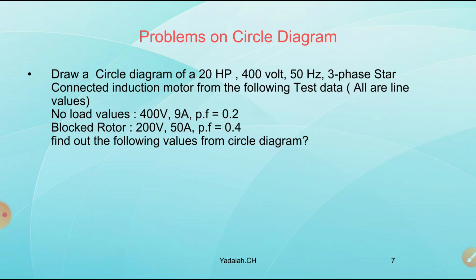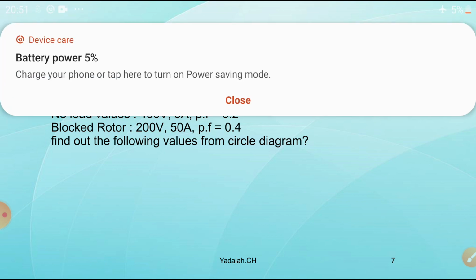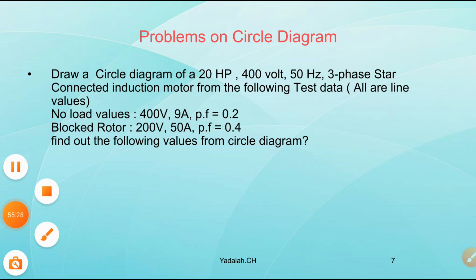What we have seen: once again we have recalled how the circle diagram is drawn, and we have learned the full load current, full load slip, efficiency, maximum output, maximum torque, full load torque and starting torque, and the maximum slip at which it occurs. Everything we have seen. So, dear students, we will do this problem in the next class.